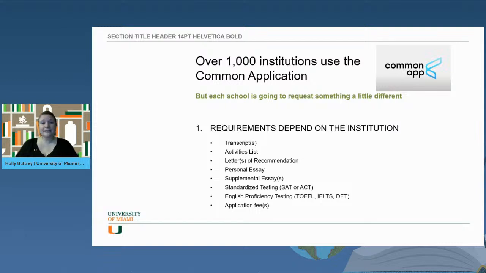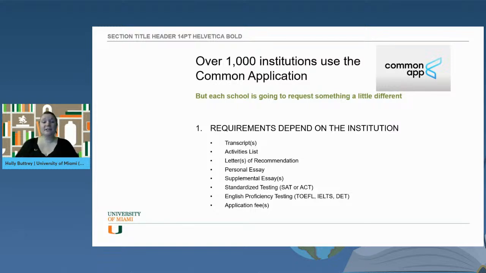I've tried to list some of the things that you will be asked for here. Certainly transcripts. We are all institutions of higher learning, and so academics are going to be first and foremost in our review. We're going to look at activities, how you have filled your time, perhaps a letter or letters of recommendation. Students will submit a personal essay, just like with UCAS on the Common App. The essay that you submit will go to all of the different institutions. Therefore, some institutions may ask for a supplemental essay or essays.